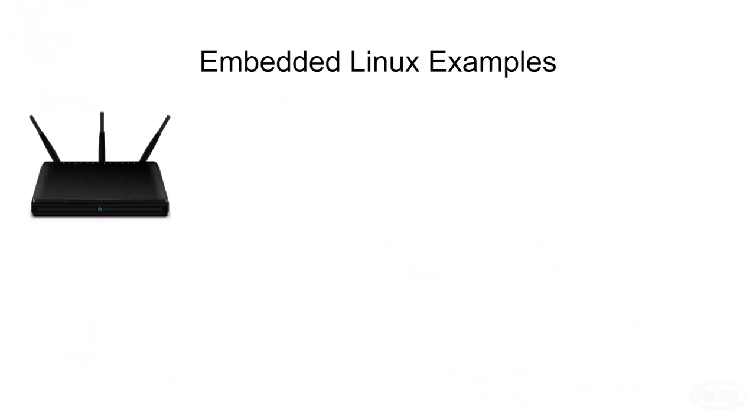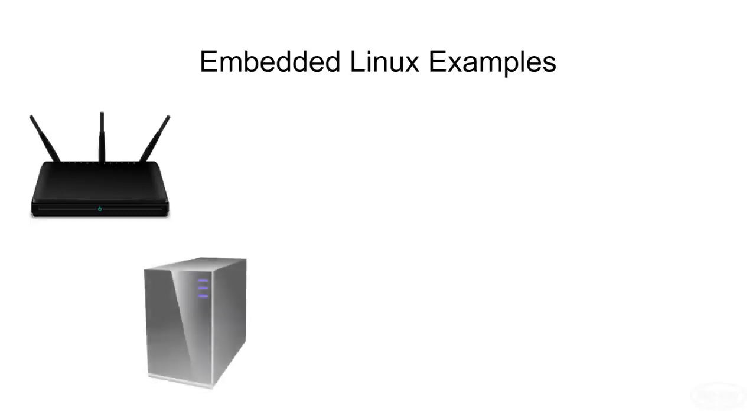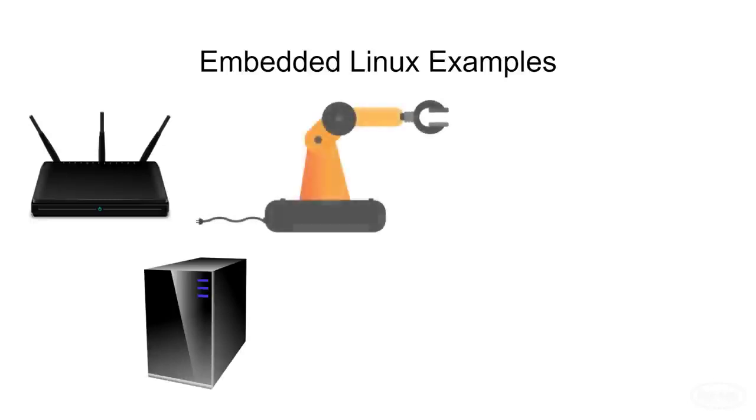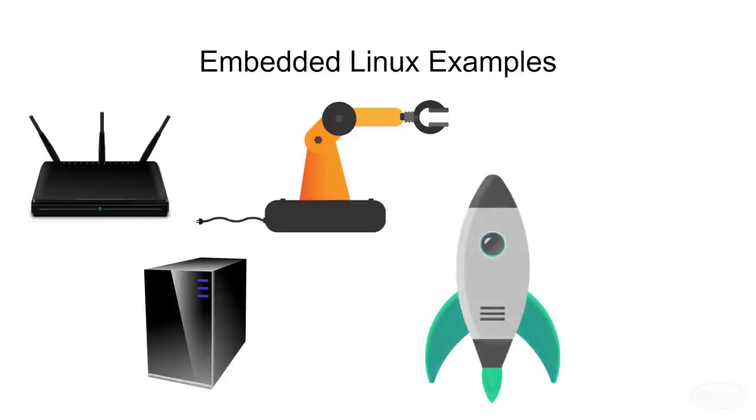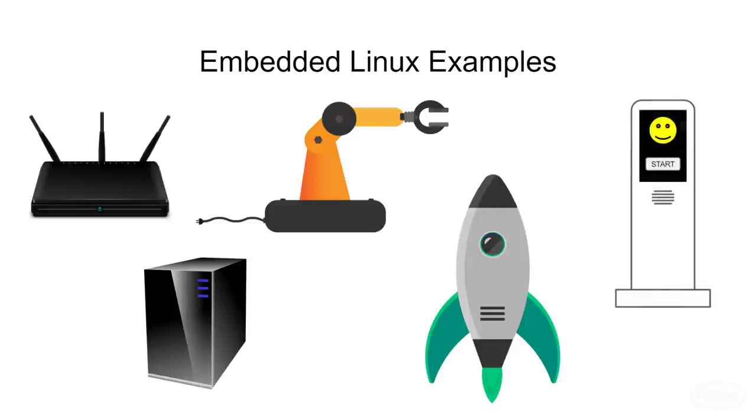However, use cases for embedded Linux go way beyond just being a replacement for a personal computer. It can be found running things like networking gear, such as routers and lightweight servers. You'll also find it in some robotic applications that need to do complex tasks. Some rockets and spacecraft, like the SpaceX Falcon 9, rely on Linux to run. You'll also find it in some consumer electronics and running the interface in various kiosks.